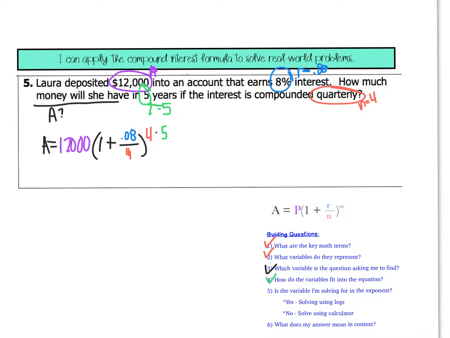So then my next question, and this is the difference between Algebra 1 and Algebra 2, is the variable I'm solving for in the exponent?